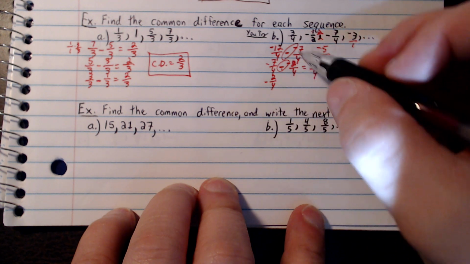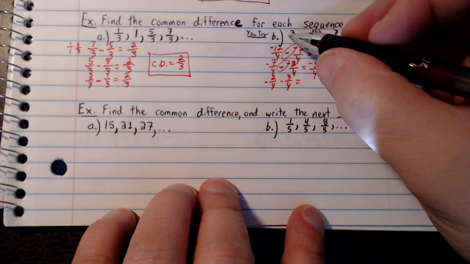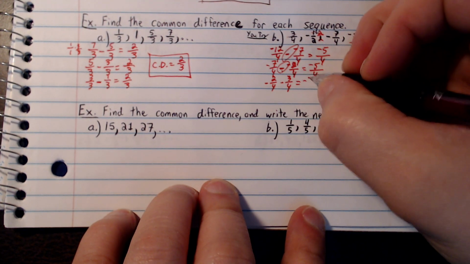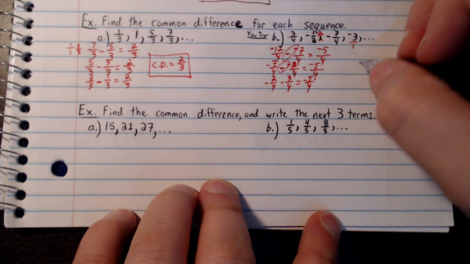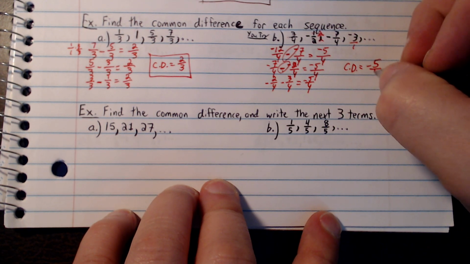Same number. Now we're going to subtract 3 over 4. Remember, this one's positive, so we don't have that double negative situation. That's going to give us negative 5 over 4 again. So our common difference is negative 5 over 4.